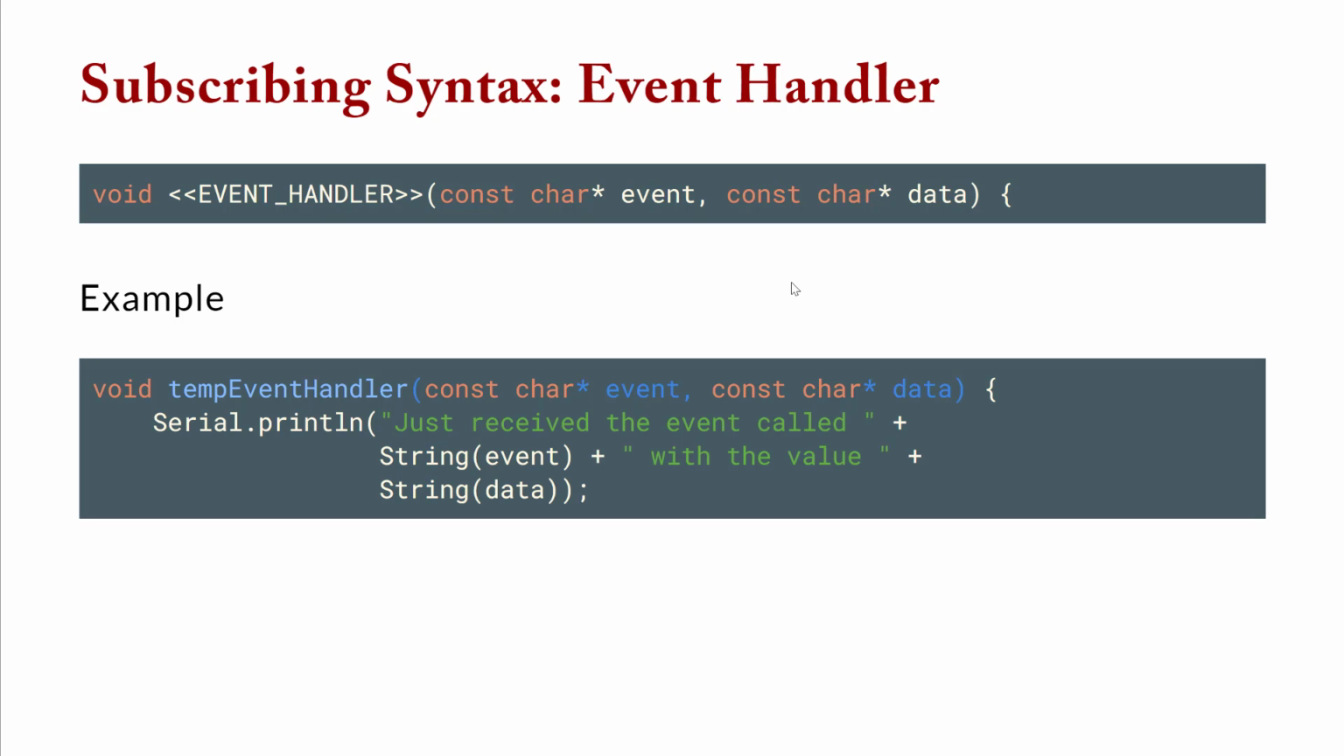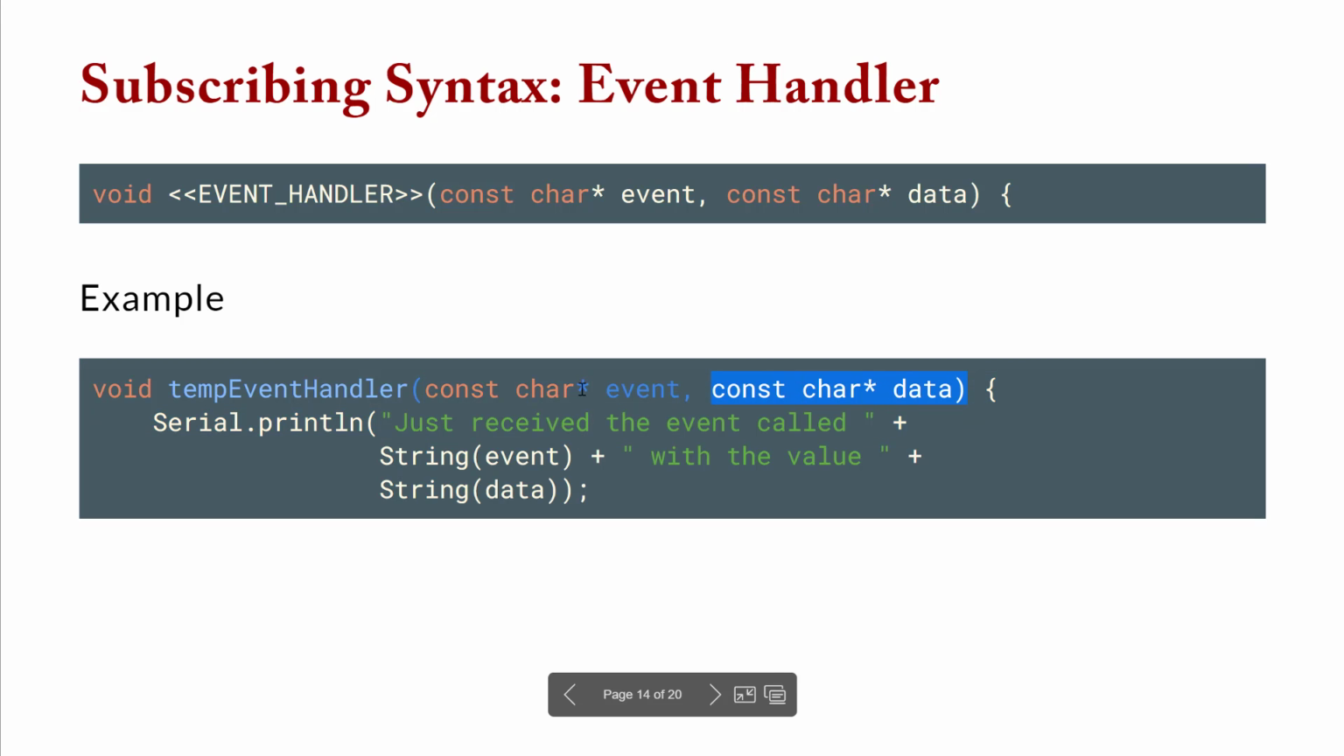So, here's the syntax to create the event handler. Remember, the event handler is just a function in C++. So, it's always void. You give it a name. And the special thing is it takes two particular parameters. These are the only parameters this function can take. They're going to seem a little bit strange at first, but don't worry, we don't have to delve into them too much. The first parameter is a const char star, and the other parameter is a const char star. And so an example would be void temp event handler. We see that it's got this parameter event, and this parameter data.